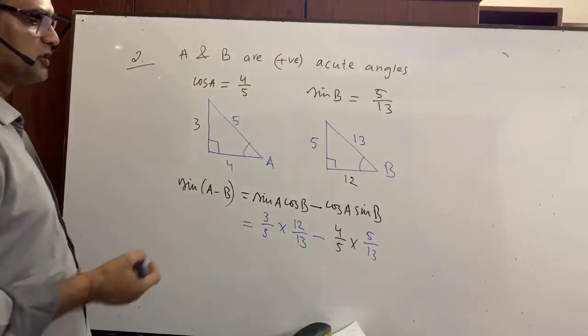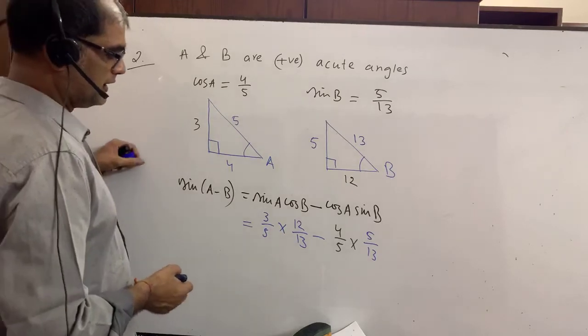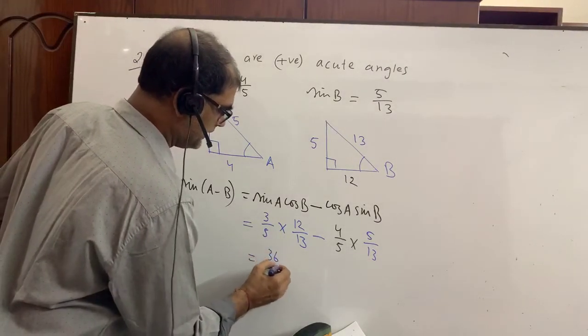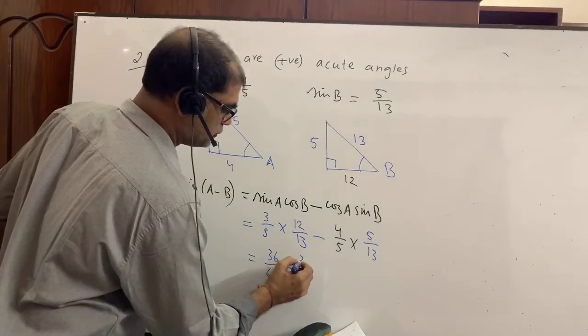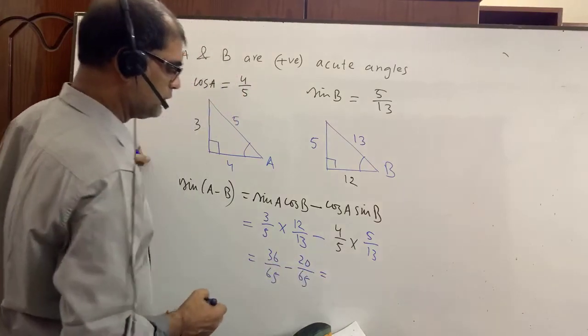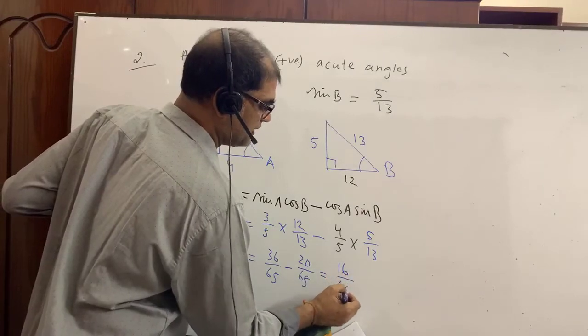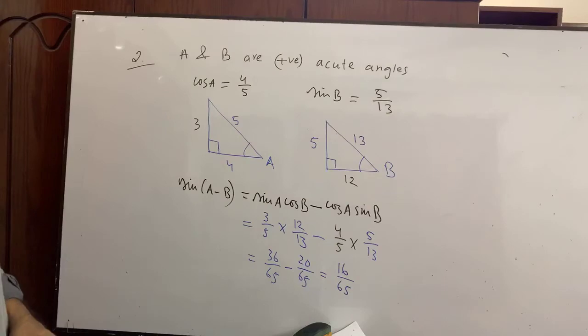Now it is your turn to do this math. It is about 36 minus 65 minus 20 by 65. If we calculate, we will get 16 by 65. Our math is done, 16 by 65. Okay, this is the way.